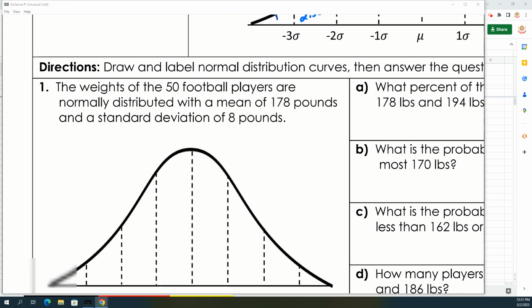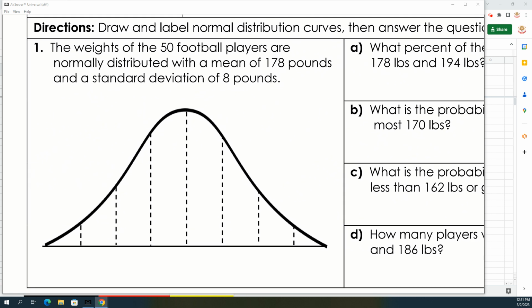All right, so let's look at number 1. The weights of 50 football players are normally distributed with a mean of 178 pounds and a standard deviation of 8 pounds. So as soon as you guys see what the mean is, what we're going to do is go straight to the middle of the curve underneath, and we're going to label it with whatever the mean is, 178 pounds. So the mean goes right in the middle. All right, then we need to find the standard deviation.